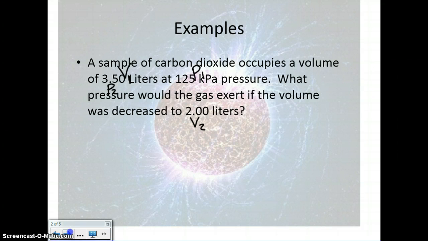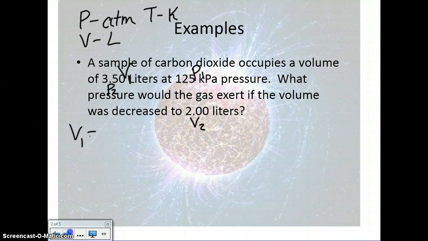So I kind of forgot to tell you something a while ago. Pressure always has to be in atmospheres. Volume always has to be in liters. And temperature always has to be in Kelvin. So if we don't have those units, we have to convert.